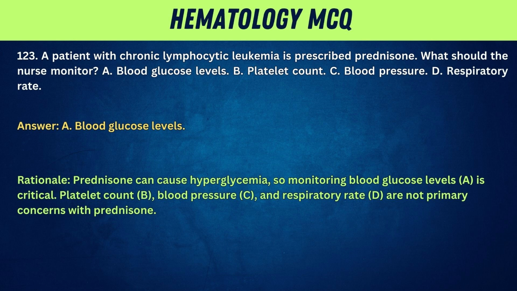Blood glucose levels. Rationale: Prednisone can cause hyperglycemia, so monitoring blood glucose levels, A, is critical. Platelet count, B, blood pressure, C, and respiratory rate, D, are not primary concerns with prednisone.